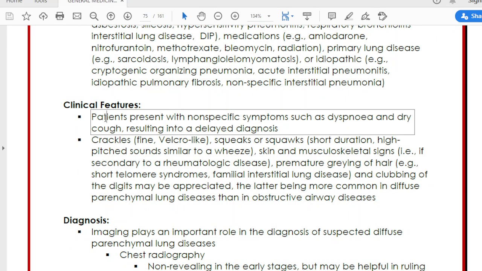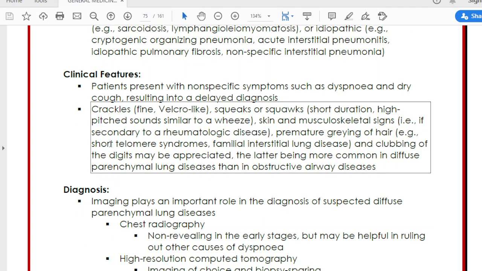Clinical features. Patients present with nonspecific symptoms such as dyspnea and dry cough, resulting in a delayed diagnosis. Crackles: fine, Velcro-like. Squeaks or squawks: short duration, high-pitched sounds similar to a wheeze. Skin and musculoskeletal signs, i.e., if secondary to a rheumatologic disease. Premature graying of hair, for example short telomere syndromes, familial interstitial lung disease, and clubbing of the digits may be appreciated, the latter being more common in diffuse parenchymal lung diseases than in obstructive airway diseases.